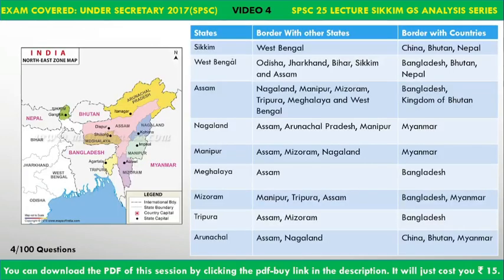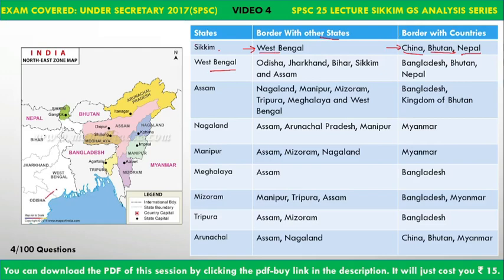Okay, so here you can see in these columns that there are 9 states. Okay, 8 states from the northeast and 1 state is West Bengal, which we often talk about. Okay, in this column it is the state, and in the middle column it's the border with other states. Meaning here you can see that Sikkim borders only West Bengal. Okay, and here, border with countries. Meaning Sikkim borders China, Bhutan, and Nepal. So 3 countries border Sikkim and 1 Indian state borders Sikkim.